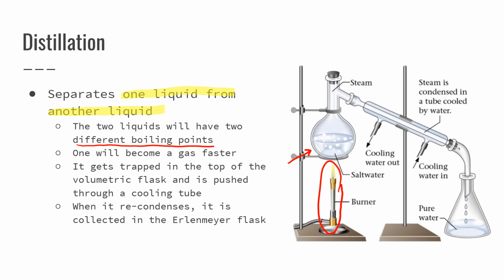When it boils, it's going to transition into a gas, and it will move up into the top of this flask. If you notice, the top of the flask has a stopper, so the gas has nowhere to go. Since there is the stopper, the gas actually is going to get funneled down through this cooling tube where it will condense back into a liquid. It will continue to travel through the cooling tube and eventually drip into the receiving flask at the other end of the distillation apparatus. So this is how we're able to isolate or separate two liquids that were originally mixed together.